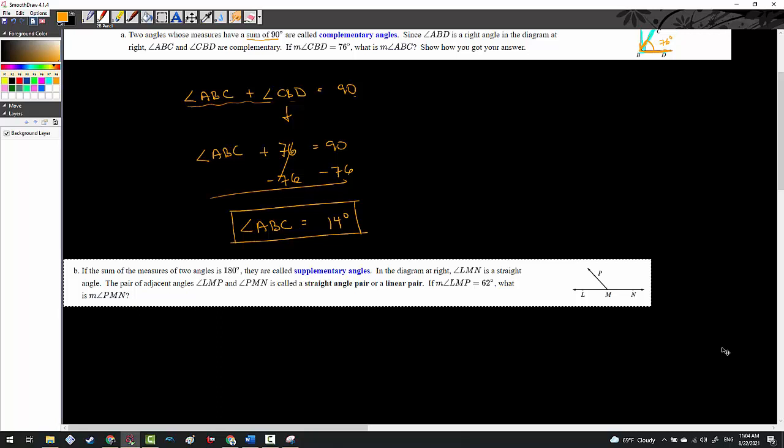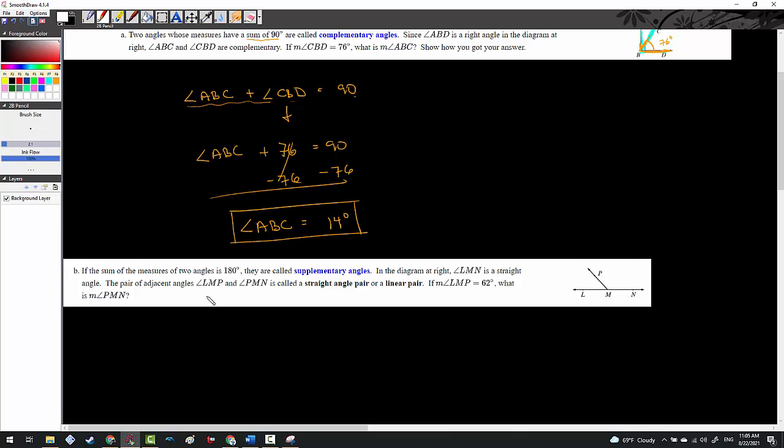The next set of angles that we need to learn is an angle set known as supplementary. If two angles add up to 180 degrees, they're known as supplementary angles. If you look at the diagram to the right here with this straight line, it says angle LMN, which is actually this flat line across, is a straight angle. And straight angles by default have a measure of 180 degrees.